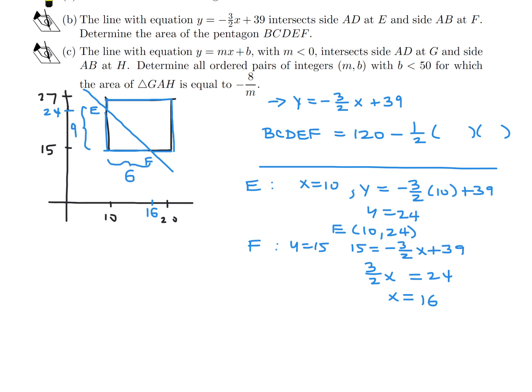So we got our 1/2 base times height. So the base is 6, the height is 9. So that means 120 minus, let's see, 3 times 9, 27. So that's going to be, I believe, 93.